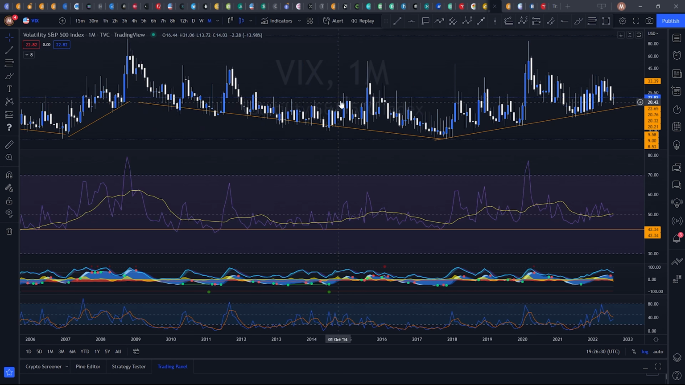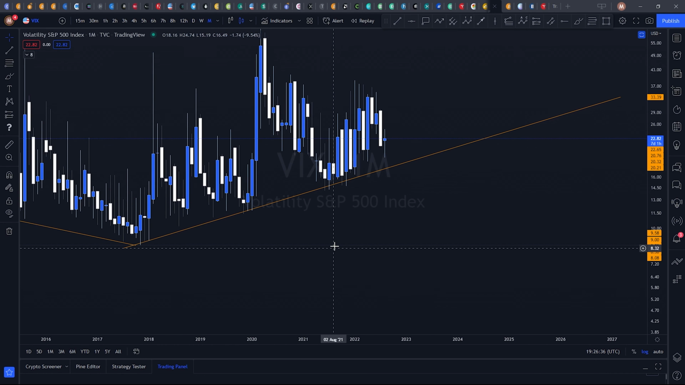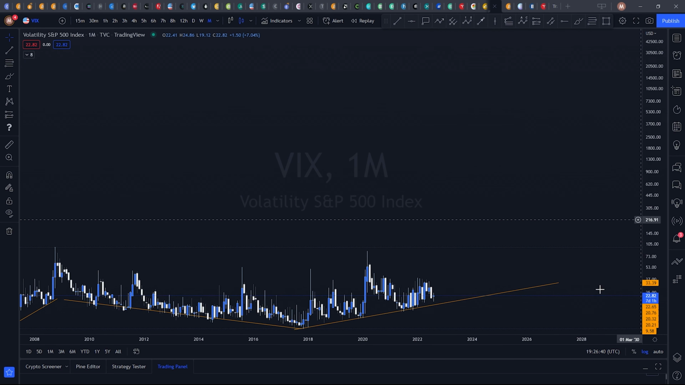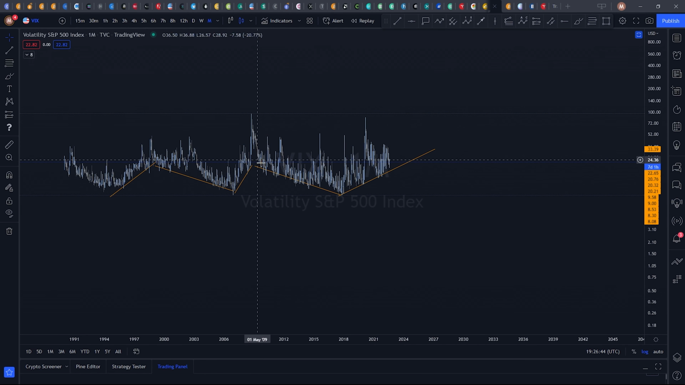All right. Volatility index. What did we say? Build long structure, guys. Don't ignore structure. Build long structure. Build short structure. Key. Build long. Build short. Short, bullish. Long, bearish.